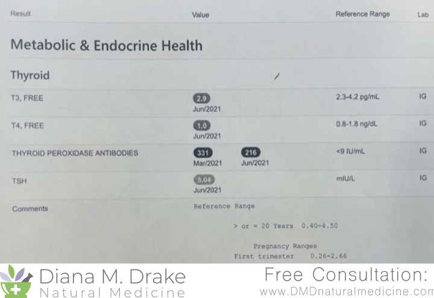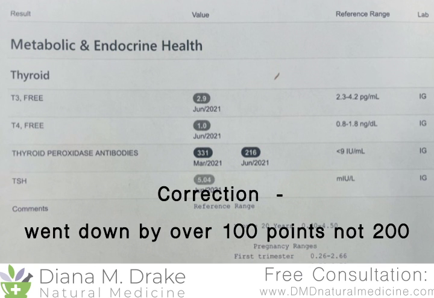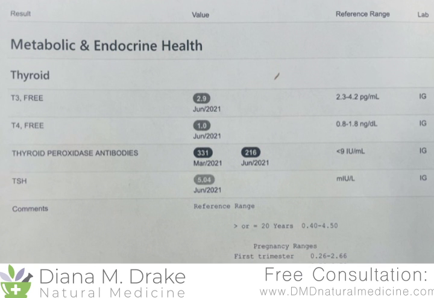So on this lab, the TPO should be less than 9. You can see on this client in March, she's at 331. This is when she came to me. After April and May, we tested her in June. I got her down by over 200 points. Anyways, the point is she's at 331. She's supposed to be under 9.